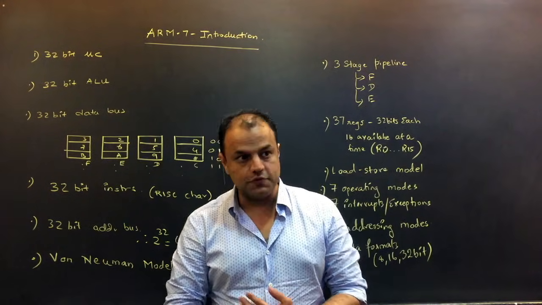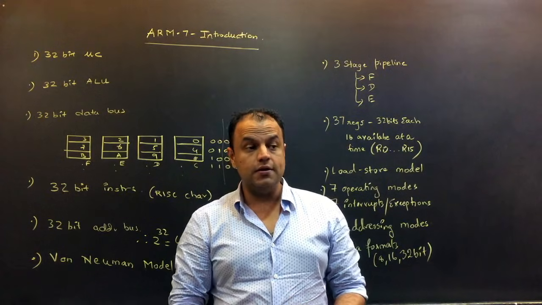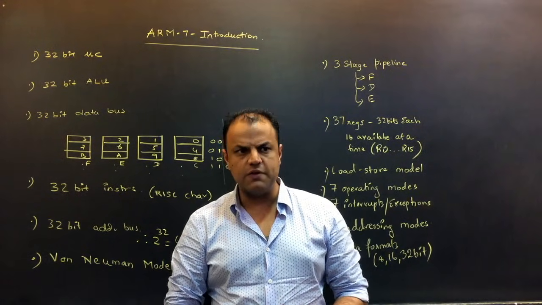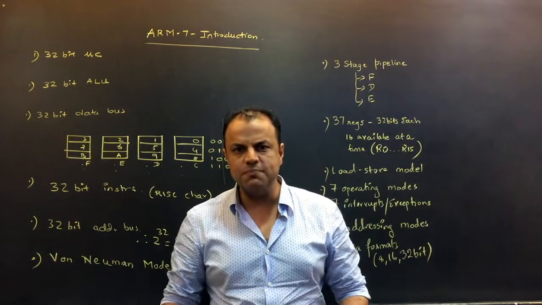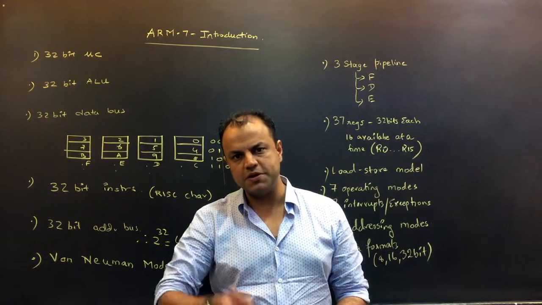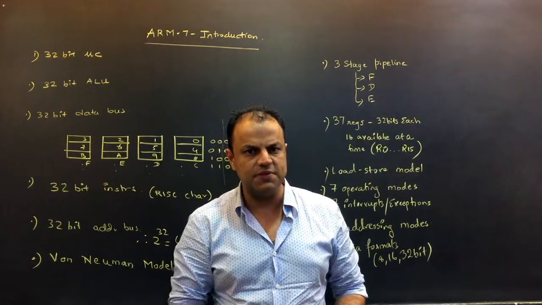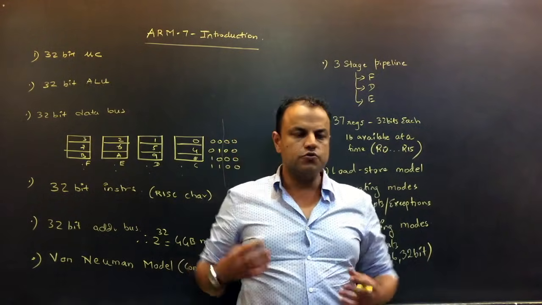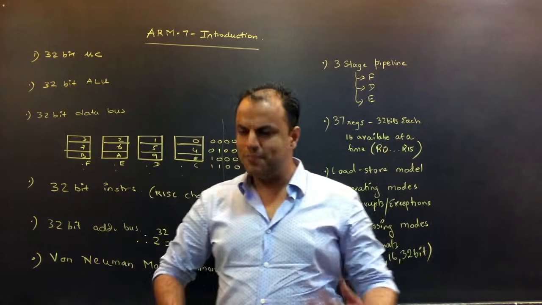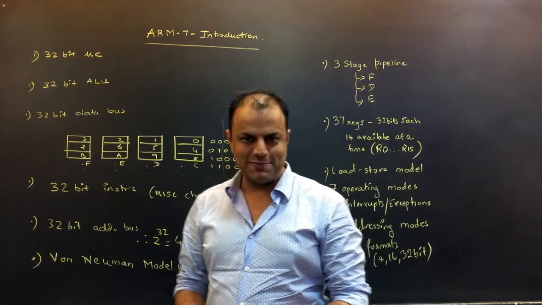So ARM is a processor of this generation, and being 32-bit, it is 4 times as powerful as 8051, which is just an 8-bit processor. What it simply means is 8051 could do 8-bit operations in one cycle. ARM will do 32-bit, 4 times that in one cycle. To do the same thing, 8051 would have required 4 cycles. So just by this virtue, it is 4 times faster. Plus there are many more things. One by one I'm going to tell you.